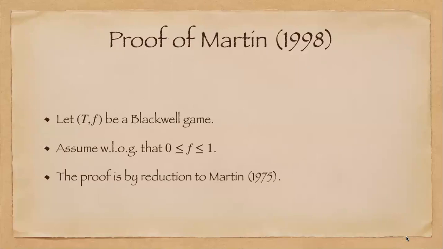Now the proof. Suppose we have a Blackwell game, T, F. T is the tree of the game, and F is the payoff function. Now I'm going to assume, without loss of generality, that F is between 0 and 1. So I know it is bounded. I can transform the game such that it's between 0 and 1. And the idea of the proof is that it is going to be a reduction to the result of Martin for alternate move games.